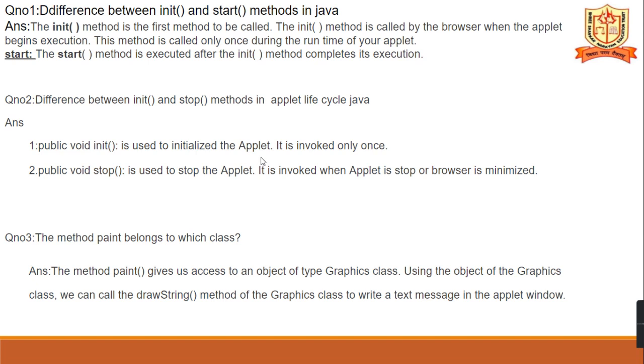Init method is used to initialize the applet. It is invoked only once. The stop method stops the applet. It is invoked when the applet is stopped or the browser is minimized. The stop method is called.